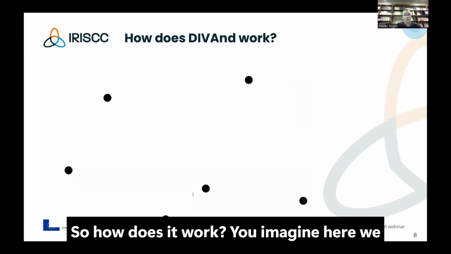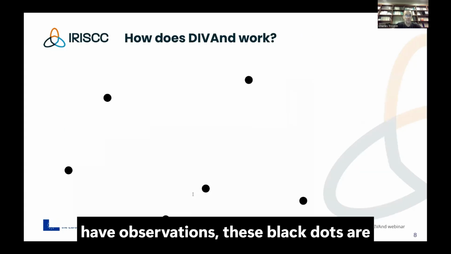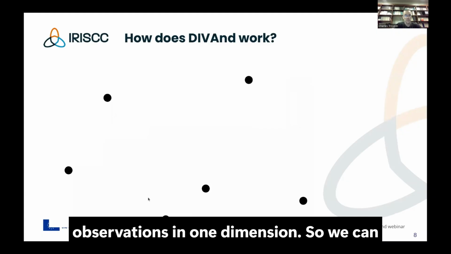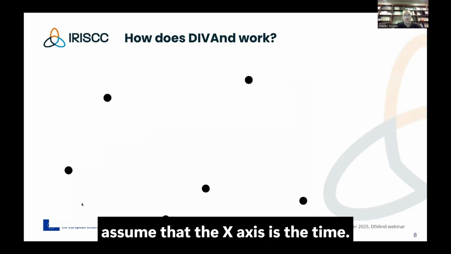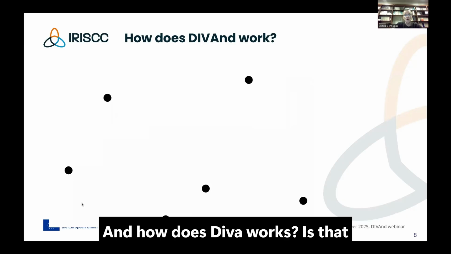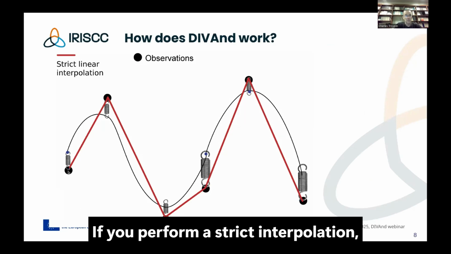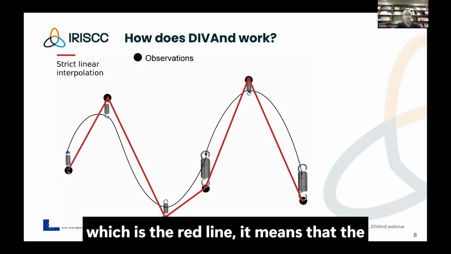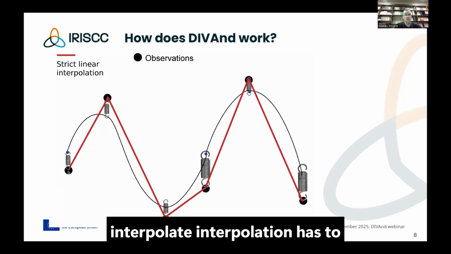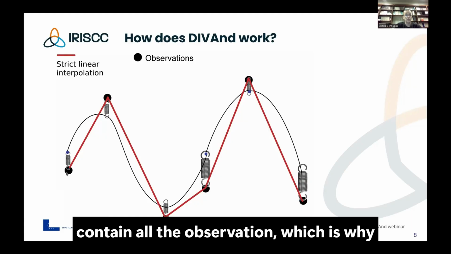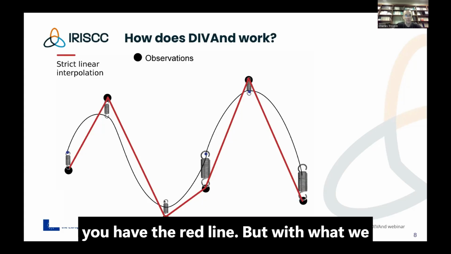So how does it work? Imagine here we have observations. These black dots are observations in one dimension. We can assume that the x-axis is the time. And how DIVA works is that if you perform a strict interpolation, which is the red line, it means that the interpolation has to contain all the observations, which is why you have the red line.